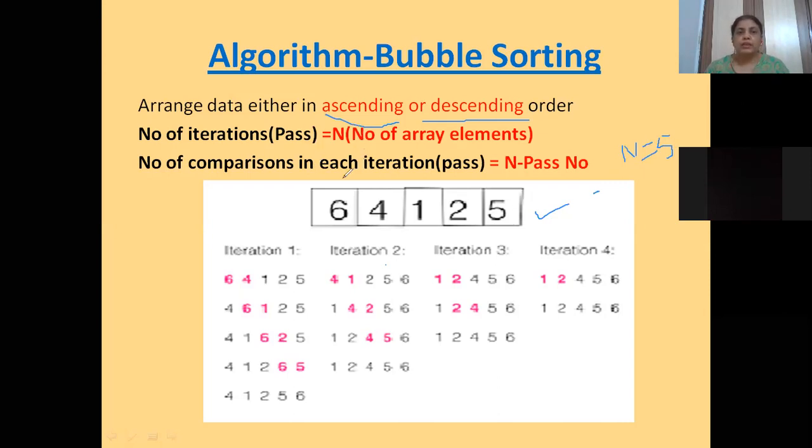Now you have to see how many passes will run. The number of passes, here it is given wrong, it is n minus 1. The formula for the number of iterations is a typing mistake; I'll correct it in the PPT. The actual formula is number of array elements minus 1. If my array elements are 5, then the passes and number of iterations will be 4: 1 2 3 4.